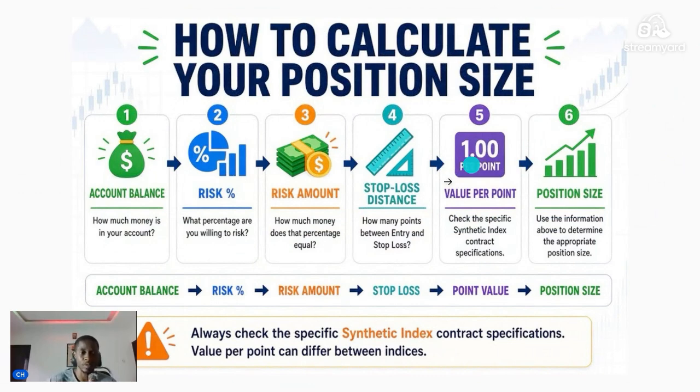So: account balance, how much you are willing to risk or make, risk amount, stop loss, point value, position size. Always check the specific synthetic index contract specification. Value per point can differ between indices. I've said this over and over, guys.